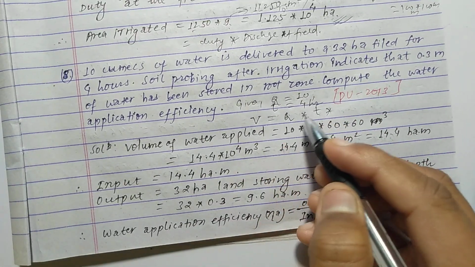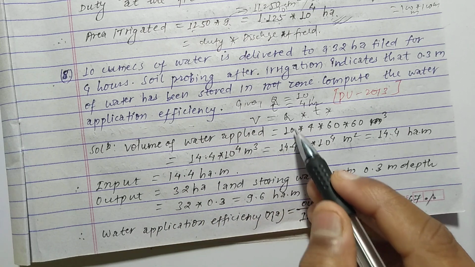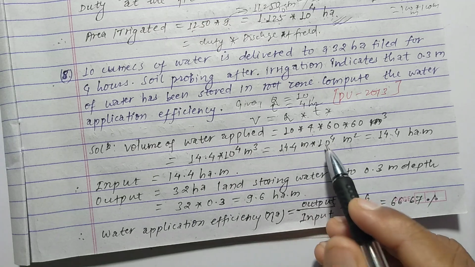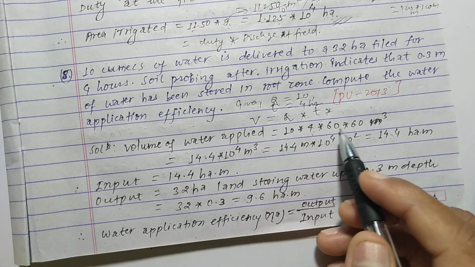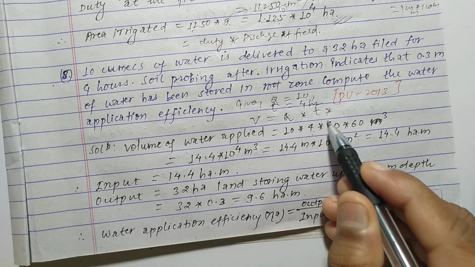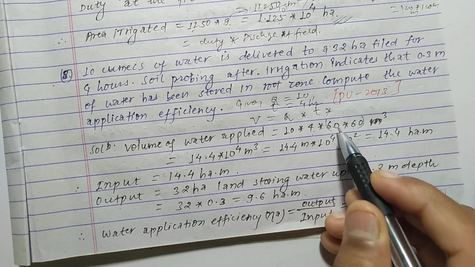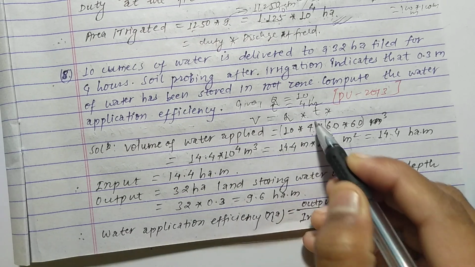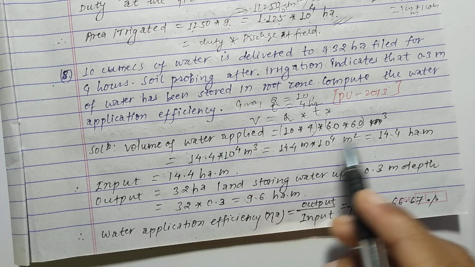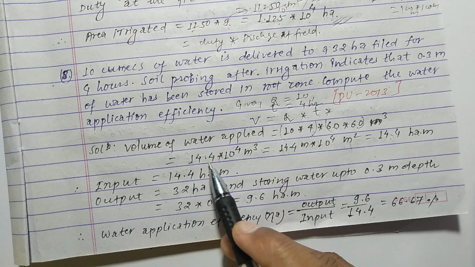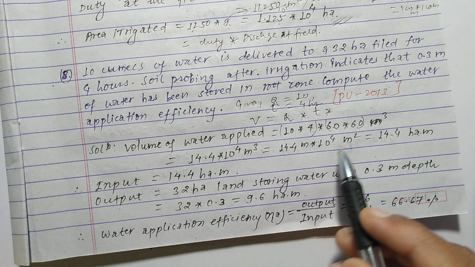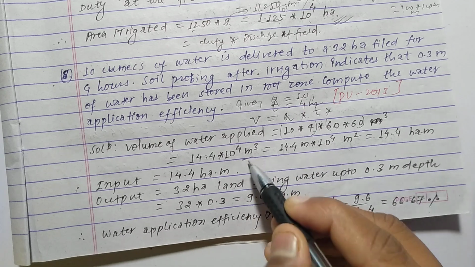With the help of these two values we can calculate the volume of water applied equal to 10 into 4. But you can see here 4 is in hour, so we have to convert this hour into second. For this we have to multiply 60 into 60, then it goes in minute, and after the next 60 it goes in second. In this way we can calculate the volume of water, and this becomes 14.4 into 10 to the power 4 meter cube. And after dividing by 10 to the power 4, as I said in the previous numerical.